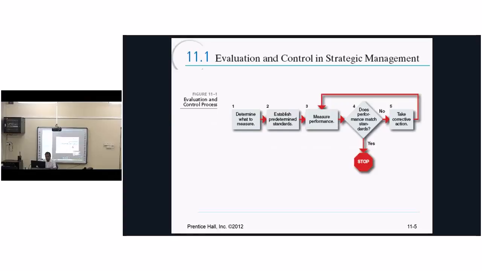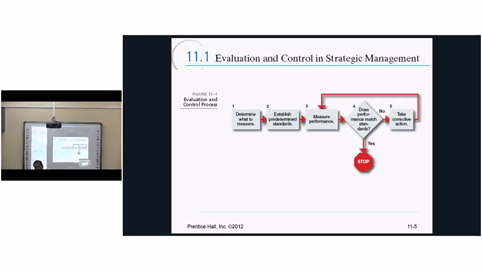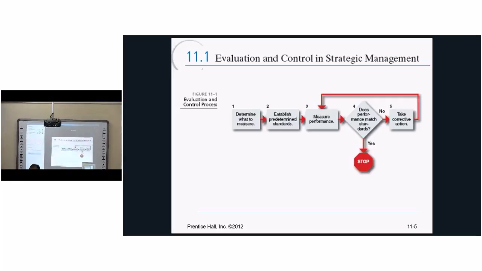Now, what to measure is a very important question. You should be very clear on what to measure. Now, for example, if I give a very basic example, some companies have a profit objective. Some companies have a revenue objective. Some companies have market share objectives. So you should be really clear what you are going to exactly measure. Are you going to measure revenue? Are you going to measure the profit? Are you going to measure the profitability? Are you going to measure the market share, etc.?